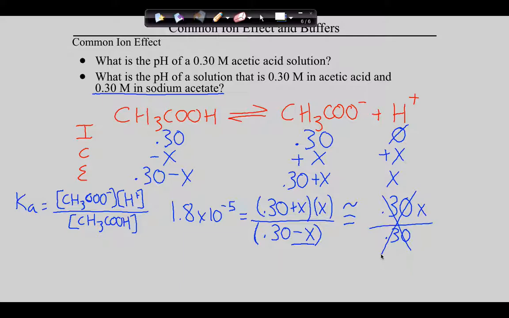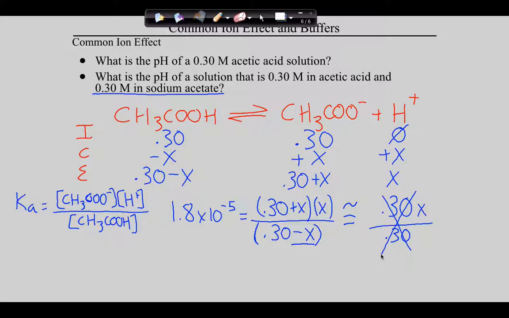Guys, don't look away. The 0.30s cancel. What does that then mean? It means we're left with x. But now we've got x is equal to what? 1.8 times 10 to the negative fifth, which is what? Ka. So guys, here's the trick.